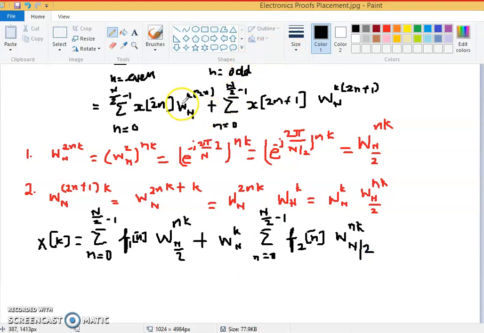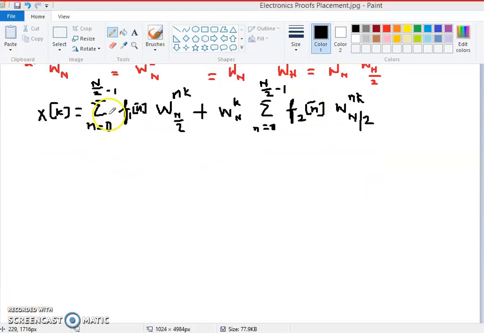Okay, so this DFT can be written like this also, where f1[n] is x[2n] and f2[n] is x[2n plus 1]. If we see the definition of DFT, then what is this? This is the N by 2 point DFT of f1[n], and this is the N by 2 point DFT of f2[n]. It means these two are representing DFTs themselves.